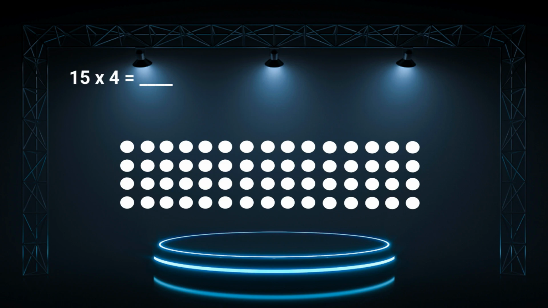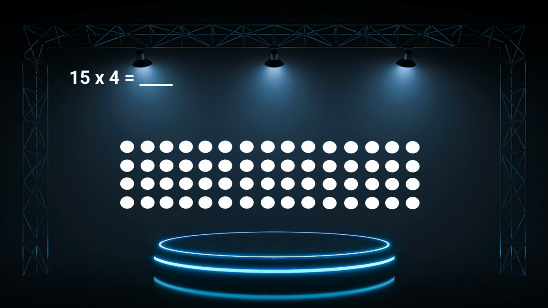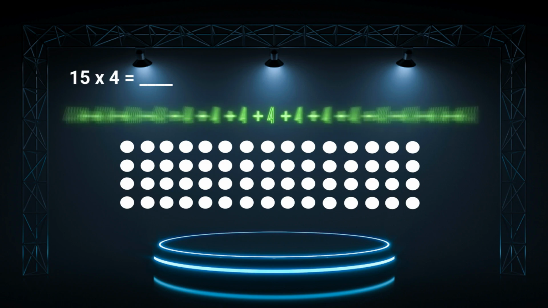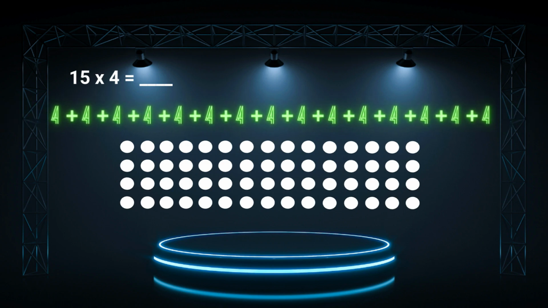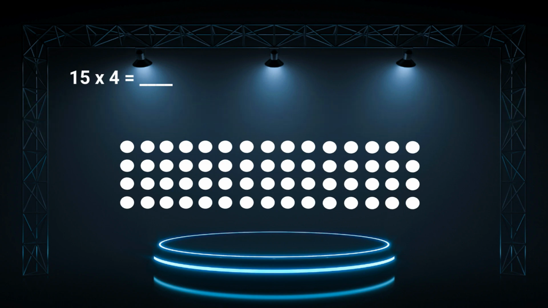Now, to figure out the total, figure out the product of this multiplication equation that we're representing with this array, we could count by ones. We could count each dot, 1, 2, 3, 4, 5, 6, 7, 8, 9, 10, 11, 12, 13, 14, 15, 16, 17, 18, 19, 20, all the way up to the total. Or we could skip count by 4, right? We could say 4 plus 4 plus 4 plus 4 plus 4 plus 4, and we could do that 15 times. Now, some of you may be able to do that.